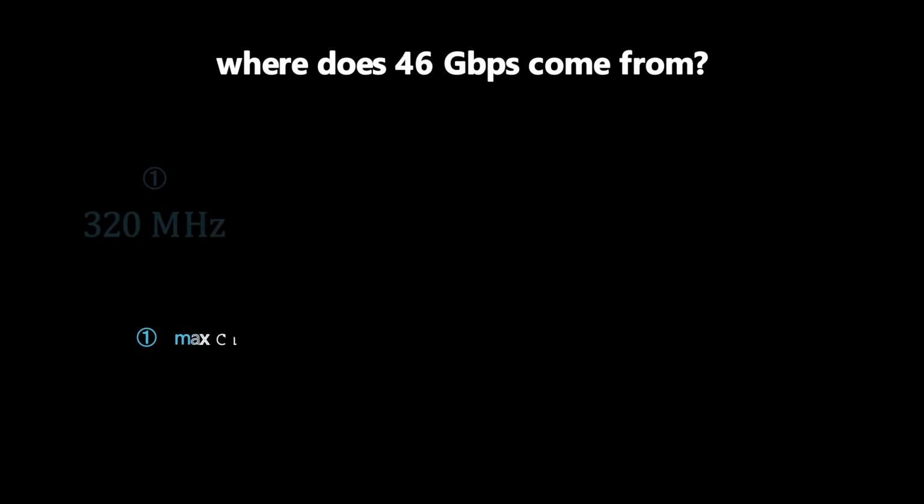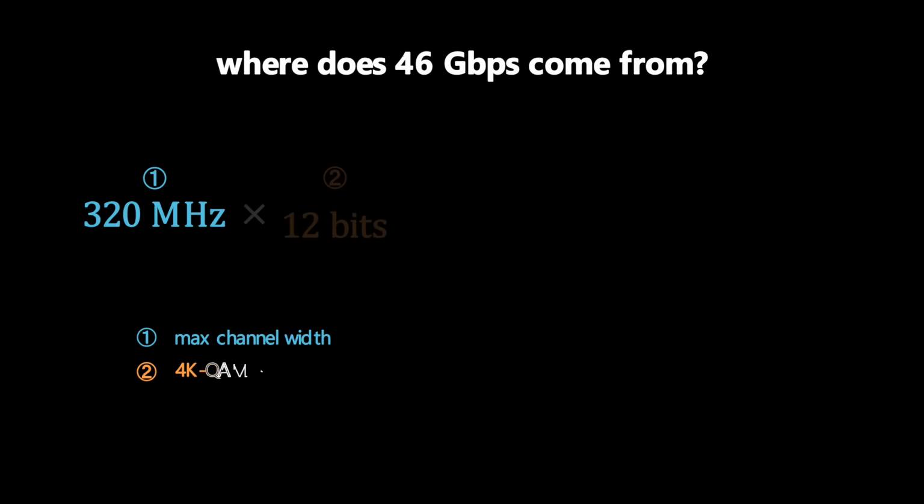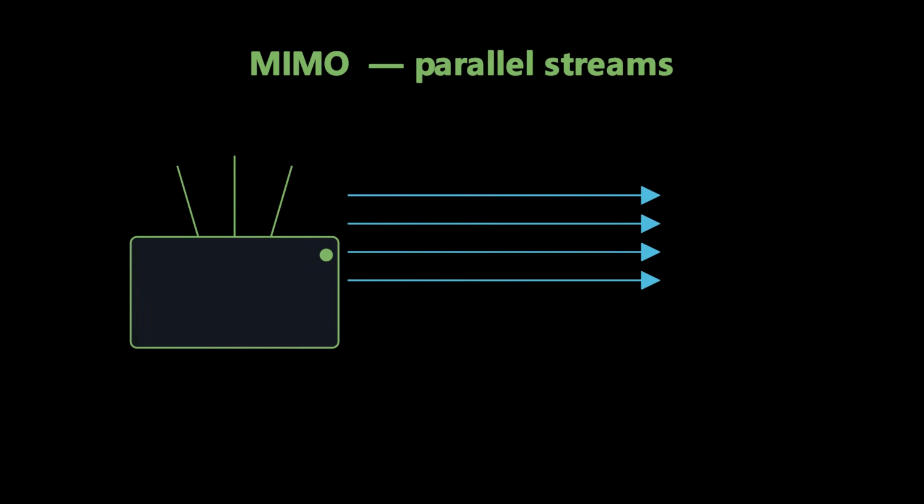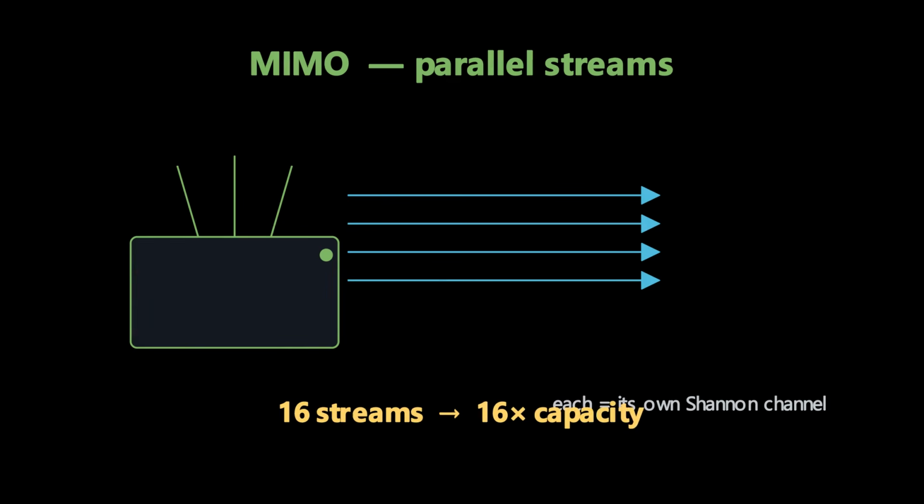Physics says no. So how does Wi-Fi 7 advertise 46 gigabits per second? Let's break it down. That number assumes the maximum 320 MHz channel. The newest modulation scheme called 4K QAM, which packs 12 bits into every symbol. And here's the trick, 16 simultaneous data streams using MIMO, which stands for multiple input, multiple output. MIMO uses multiple antennas to send parallel data through the same air. Each stream is its own Shannon limited channel. 16 streams means 16 times the capacity of a single channel.